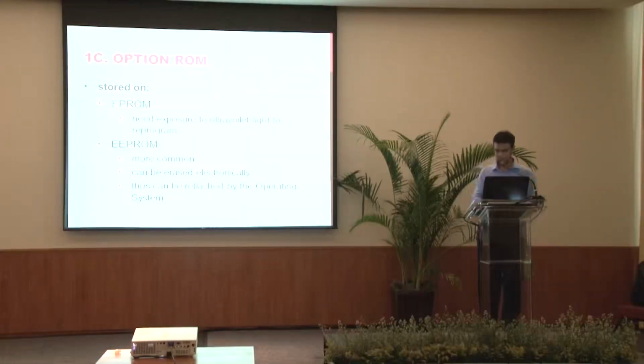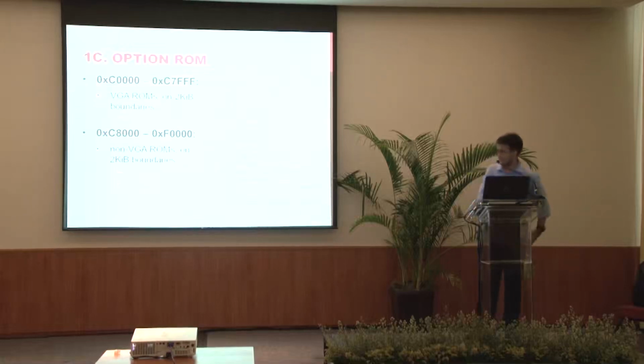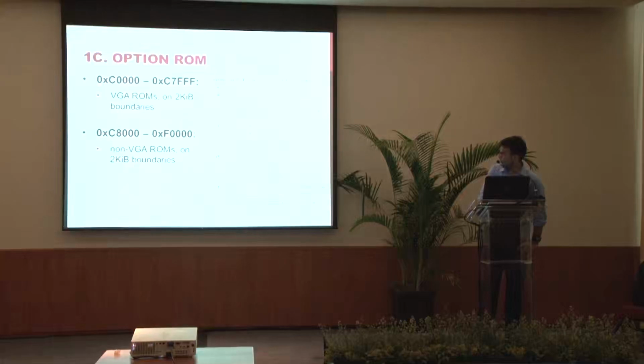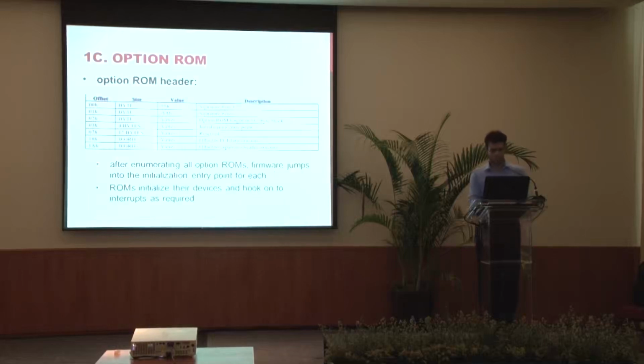Now, option ROMs are stored on either EPROM or EEPROM. For rewriting EPROM, you need ultraviolet light, but for EEPROM, which is more common on most devices, these can be erased electronically, and thus they can be reflashed by the operating system. Now, option ROMs lie in either the C0000 to C7FFF range, or up to F0000. The first part contains VGA ROMs, and the second part contains non-VGA ROMs. The VGA ROMs are for the output device, and non-VGA ROMs might be your network card, or your hard disk controller, or anything.